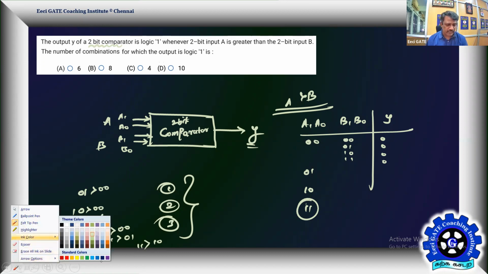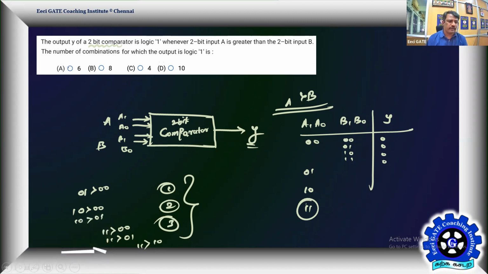Such a straightforward problem. No formula, nothing. Pure logical conclusion. It is not talking about implementation and all. So simply, how many combinations will make the output Y 1, provided A must be greater than B. For greater logic, he's realizing the output Y. Maybe a problem for equal logic, maybe for lesser logic. So this is a greater logic.